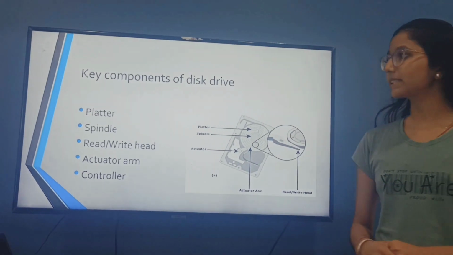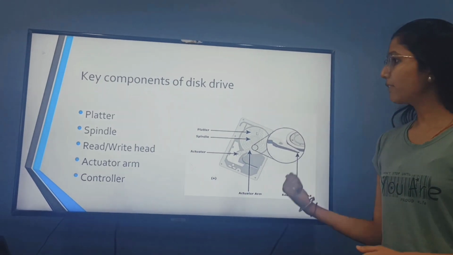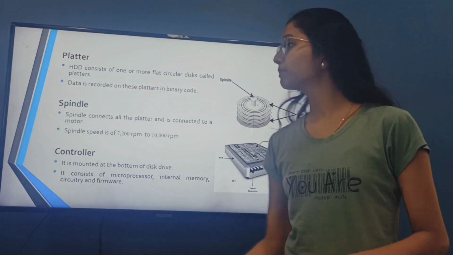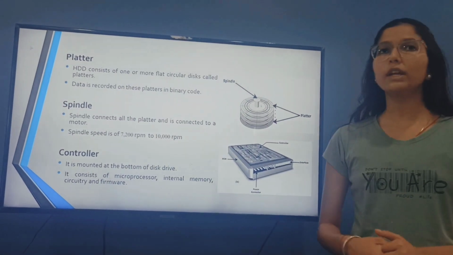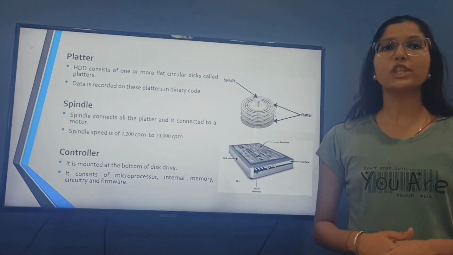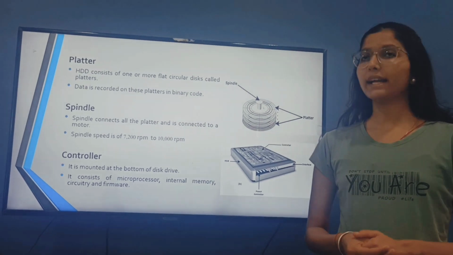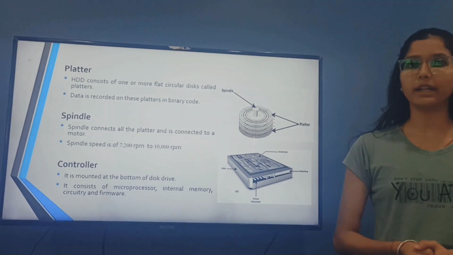Key components of a disk drive. So here is a disk drive implemented with all these key components. We'll see one by one. Platter. So a circular flat disk is known as platter. HDD consists of one or more platter. So data is recorded on this platter in a binary code, that is 0 and 1.